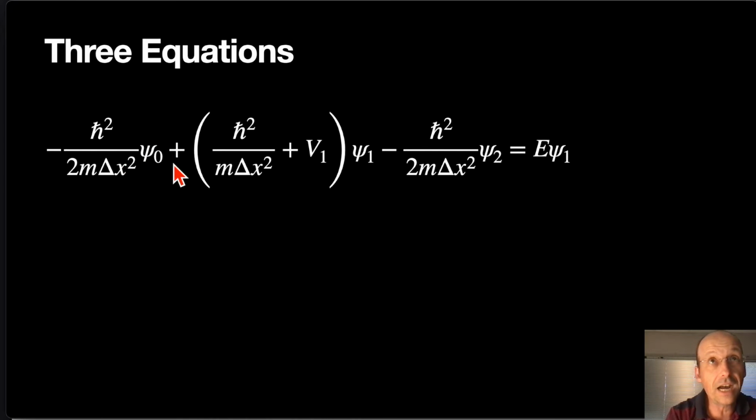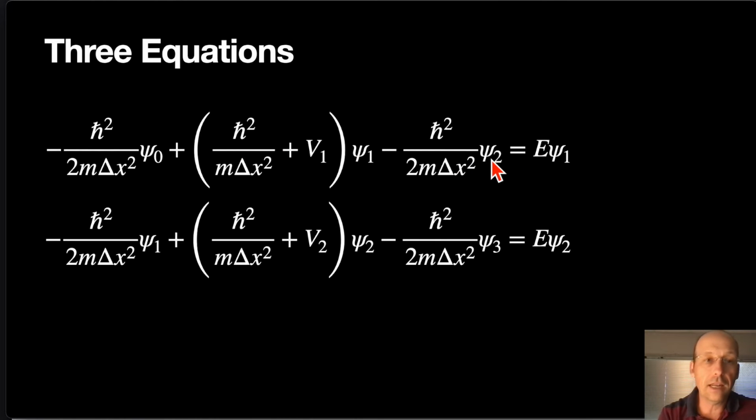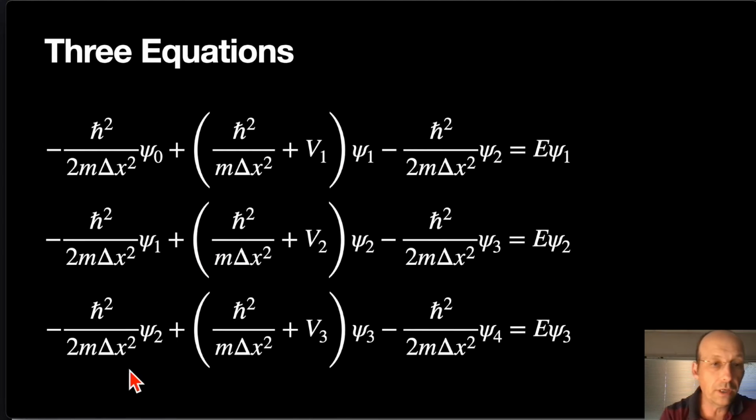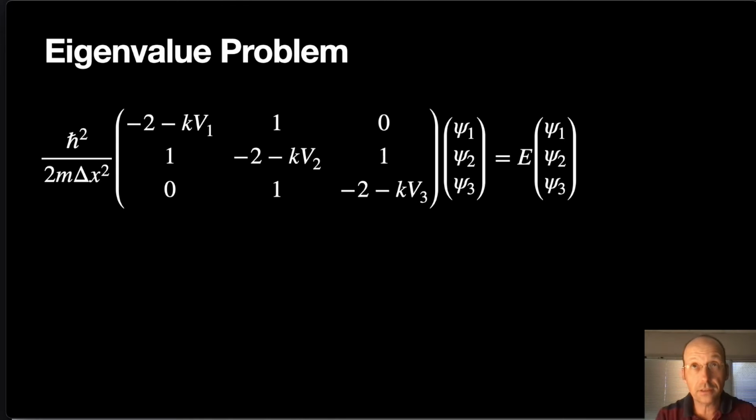This is for psi 1. You'll notice it has a psi 0 term in there if I use my equation, but psi 0 is 0, so that's fine. Then I have a psi 1 and a psi 2. Then the middle point has psi 1, psi 2, psi 3. And the last point has psi 2, psi 3, psi 4, which is also 0. But there are 3 unknowns in here, psi 1, psi 2, psi 3, and it's a set of 3 linear equations. I can write that as the following matrix equation.